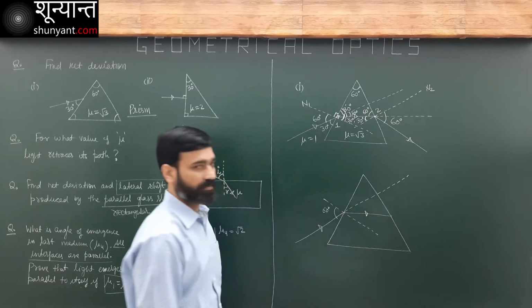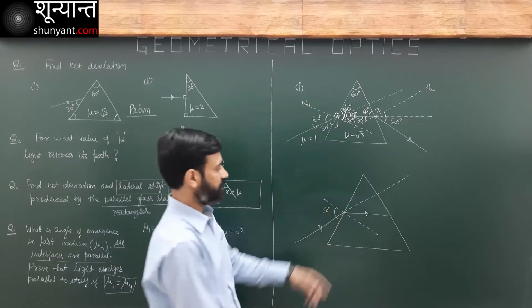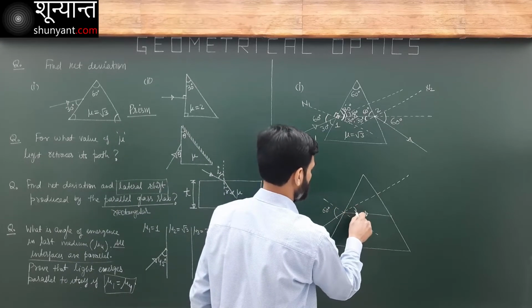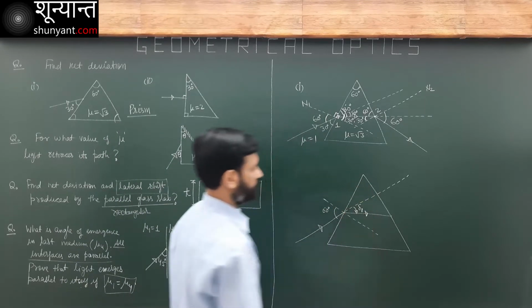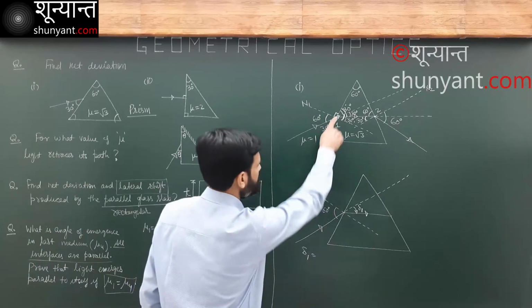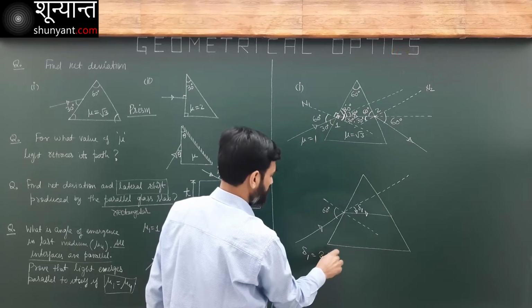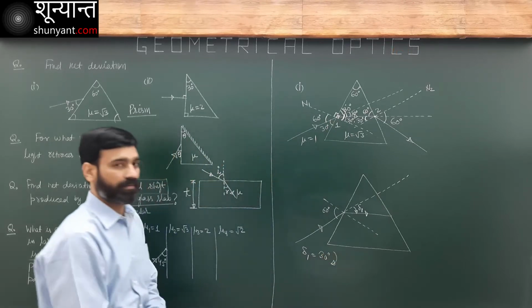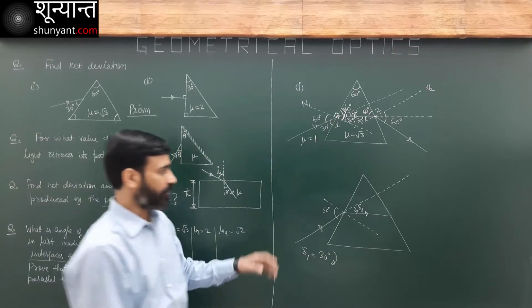This is the first deviation, delta 1. What is delta 1? Delta 1 will be 30 degrees clockwise.